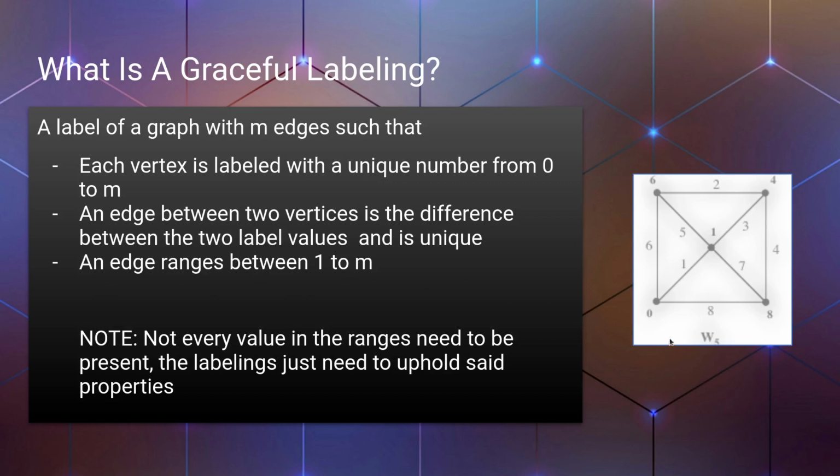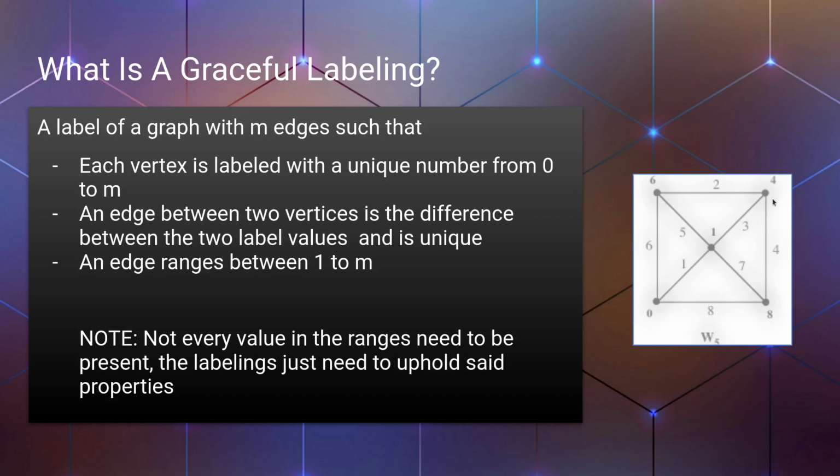So in this case, we see that the vertices are labeled from 0 to 8, and 8 corresponds to the number of edges in this graph. So in this case, m is equal to 8. And we can see that the edges between those vertices are labeled with the absolute difference between them. So from 0 to 8 is going to be a labeling of 8. From 1 to 8 is labeled as 7, and so on.